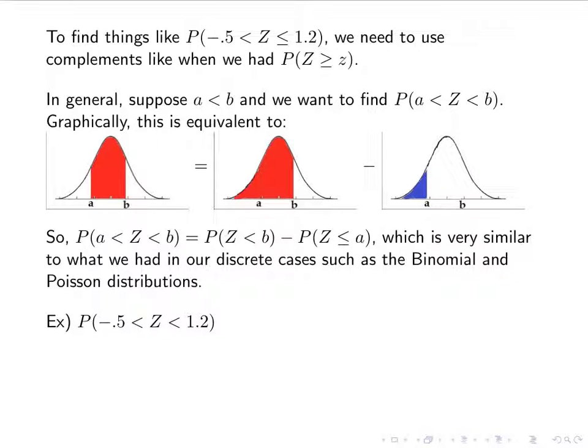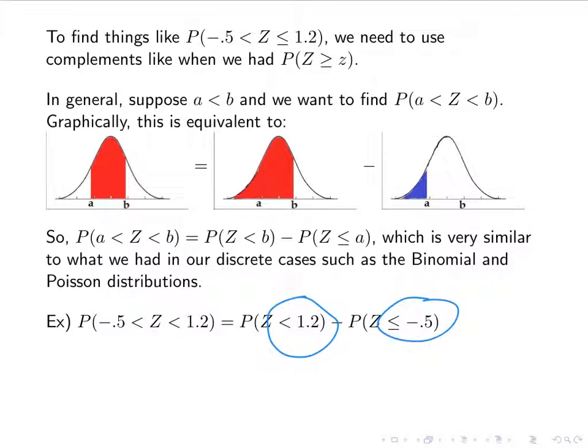So for example, find the probability that z is between negative 0.5 and 1.2. So that's going to be the probability that z is less than 1.2 minus the probability that z is less than or equal to negative 0.5. So neither of these numbers are on the part of the table that I was just showing you. So I really want you to take out the tables themselves and make sure that you can find the numbers that I'm putting in here. So we're going to use both tables for this one. The first one is the positive table. The second one is going to be the negative table.